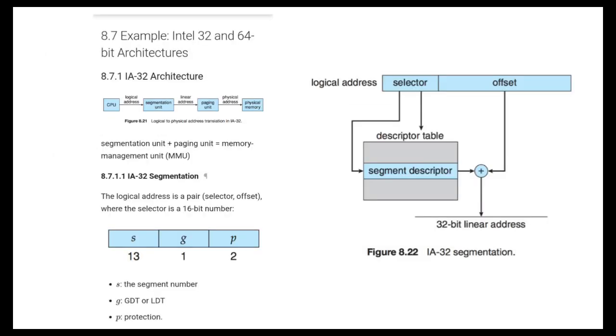IA-32 paging. Pentium paging normally uses a two-tier paging scheme, with the first 10 bits being a page number for an outer page table, a.k.a. the page directory, and the next 10 bits being a page number within one of the 1024 inner page tables, leaving the remaining 12 bits as an offset into a 4 KB page.